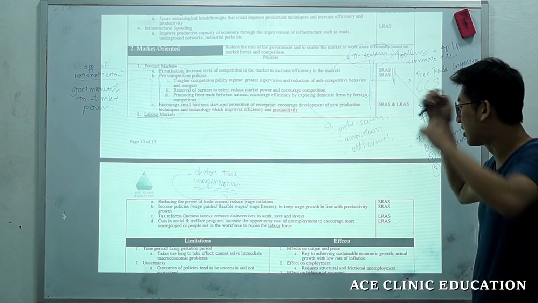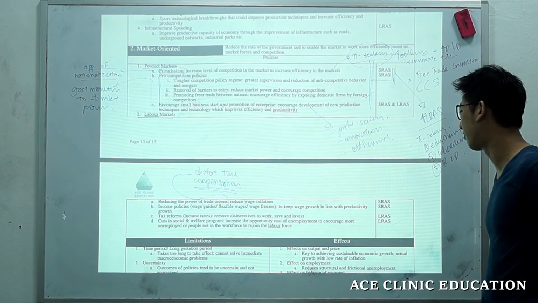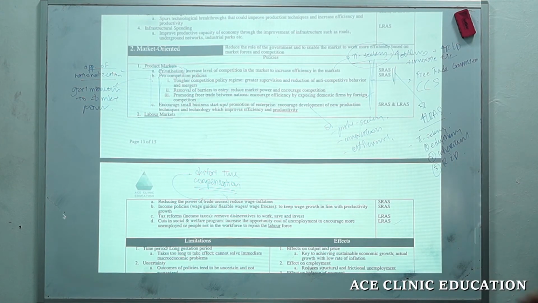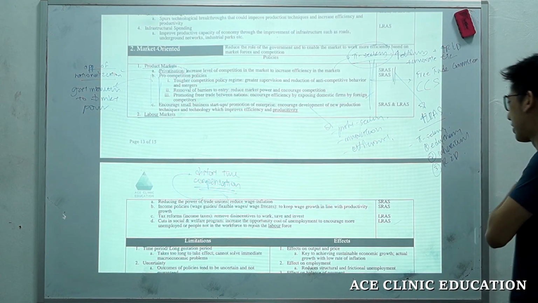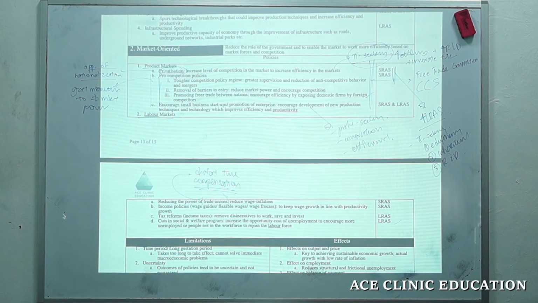Okay, so the first one is reducing the power of trade unions, which reduces wage inflation, but it doesn't just have to be wages. Other forms of compensation, like sick leave and excessive breaks, can also raise costs unreasonably for companies. Second one, income policies, to keep wage growth in line with productivity growth. We talked about this before.